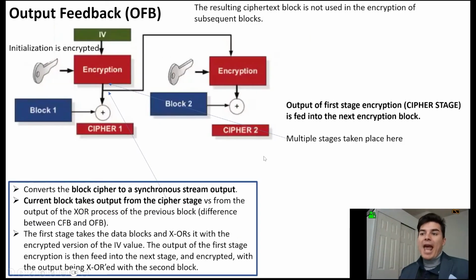Output feedback is almost the same as cipher feedback mode. It generates this initialization vector, which is then encrypted with Advanced Encryption Standard or any encryption algorithm. However, the difference is it takes that output from the cipher stage and uses that as the initialization vector for the next set of data, while the other portion of the output continues to get XORed, because it's a stream, one by one with this block 1, creating this cipher 1, while the output over here from the cipher stage is used as the initialization vector.